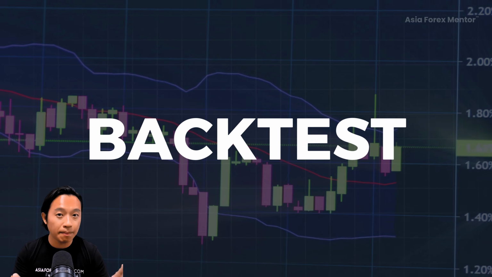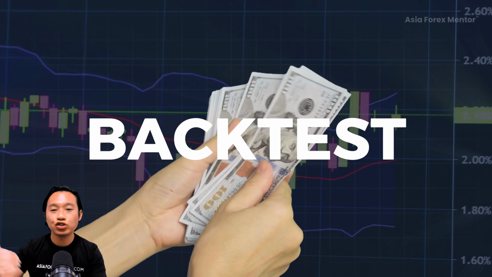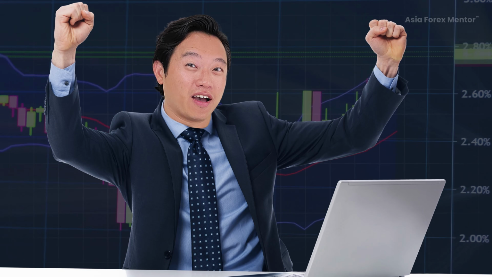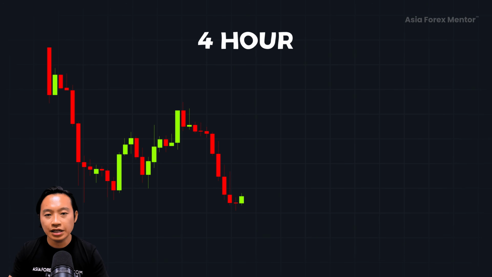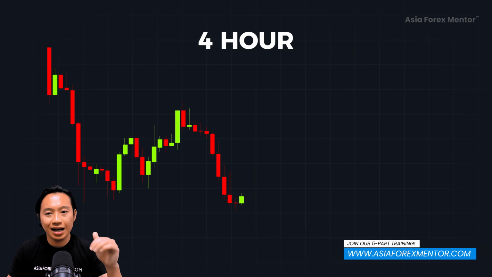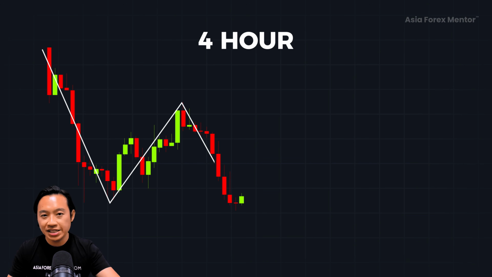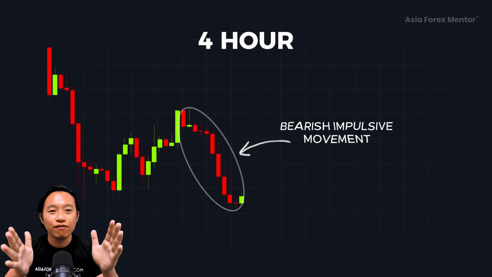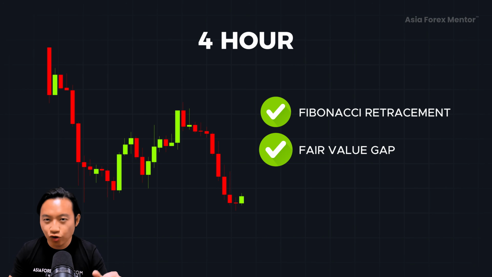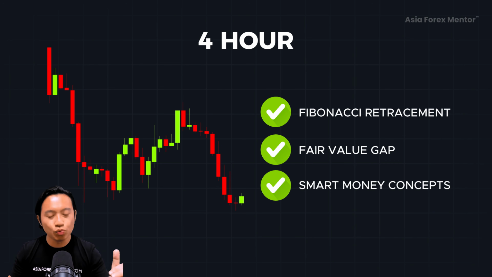Always backtest your trading plan before you use actual live money. That's where you can build your confidence, and that's where you can also understand the performance first. So now let's look at some chart examples, right? And we're going to combine all the concepts that we have discussed. This is a 4-hour chart showing a clear downtrend with the recent bearish impulsive movement. So this sets the stage for us to apply our analysis using the Fibonacci retracement, the fair value gap, and the smart money concepts, so that we can identify optimal trading opportunities.